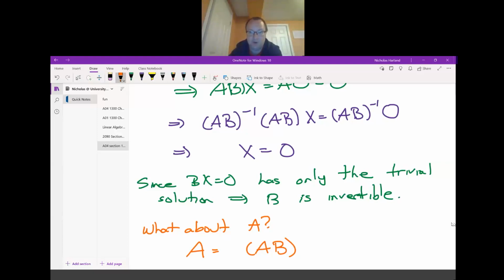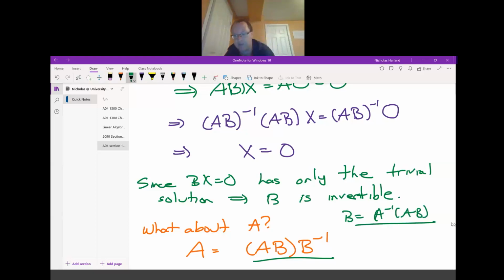Being careful about the order, we can take AB and multiply by B inverse. Why can we do this now when we couldn't do it before? Like, why didn't we do B equals A inverse times AB? Why didn't we do this before? Right, because we know that B is invertible now. We couldn't do this until we knew that B inverse existed. Beautiful.